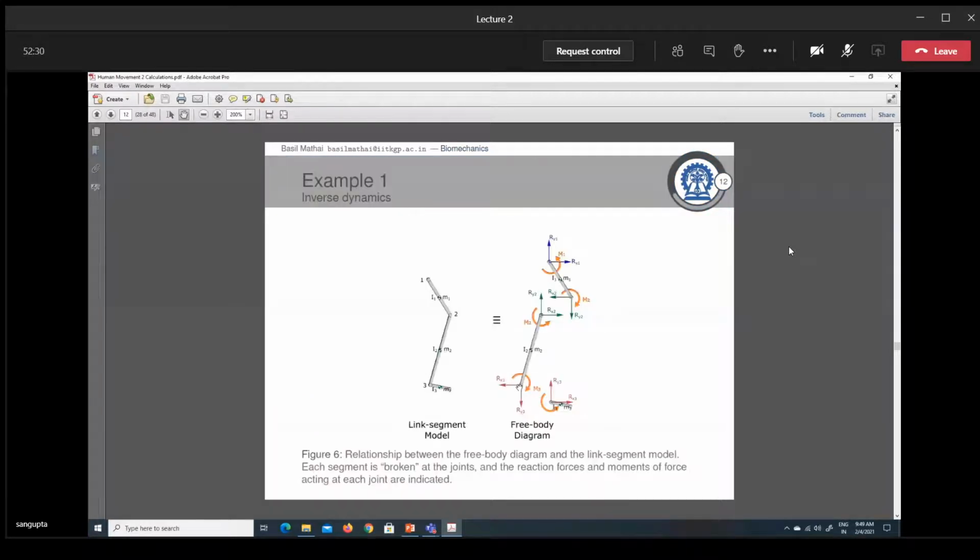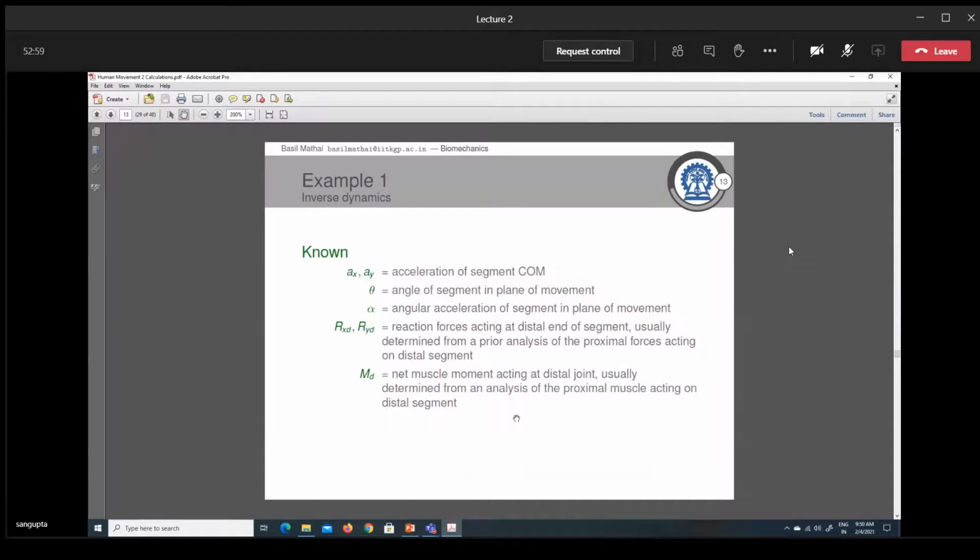Now comes the examples. So you have a link mechanism, as you can see, 1, 2, 3, then the foot, and each segment you have I1, M1, I2, M2, I3, M3. And when you dissociate the links, it's replaced by reaction forces and moments which you are calculating. So these examples you can follow easily.